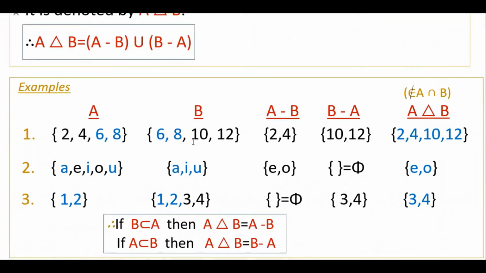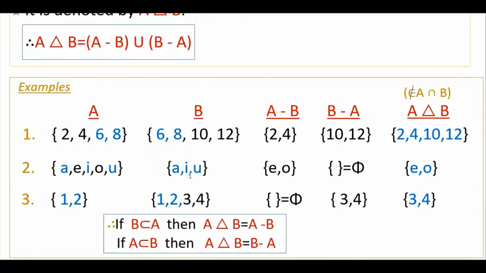For example, if you see these examples, in the first set, A: 2, 4, 6, 8 are the elements, and in B: 6, 8, 10, 12. A minus B, we know that we have to write only A elements 2, 4, excluding the common elements or B elements. So 6, 8 you have to exclude, so 2, 4, and B minus A, similarly you can write 10, 12. The symmetric difference of A and B is equal to, you have to union these two sets, A minus B and B minus A. So write 2, 4, 10, 12. These are the elements of symmetric difference of A and B.